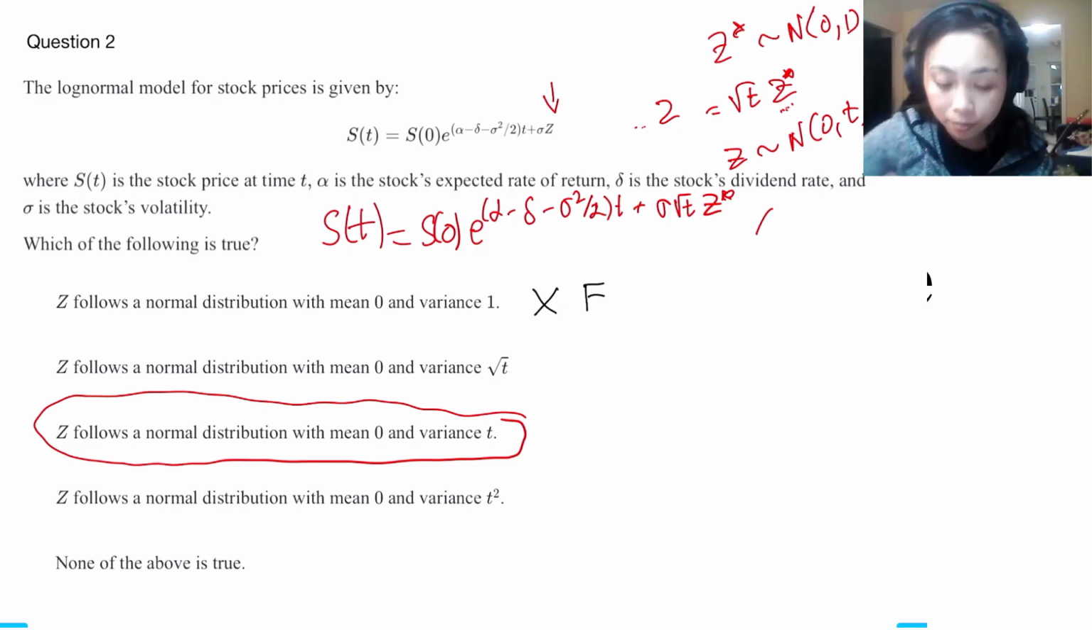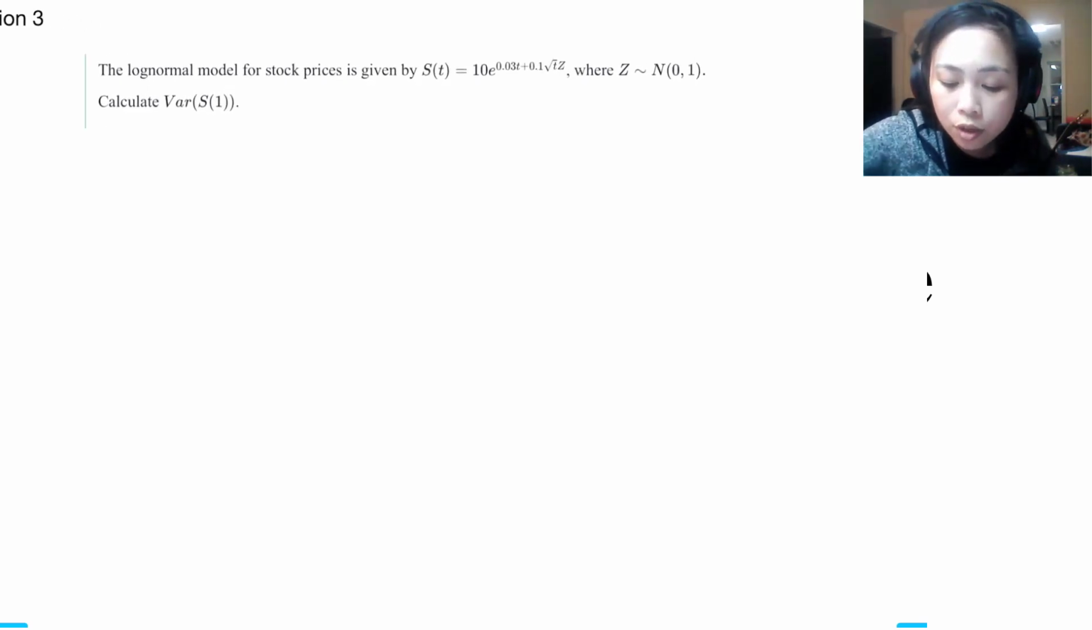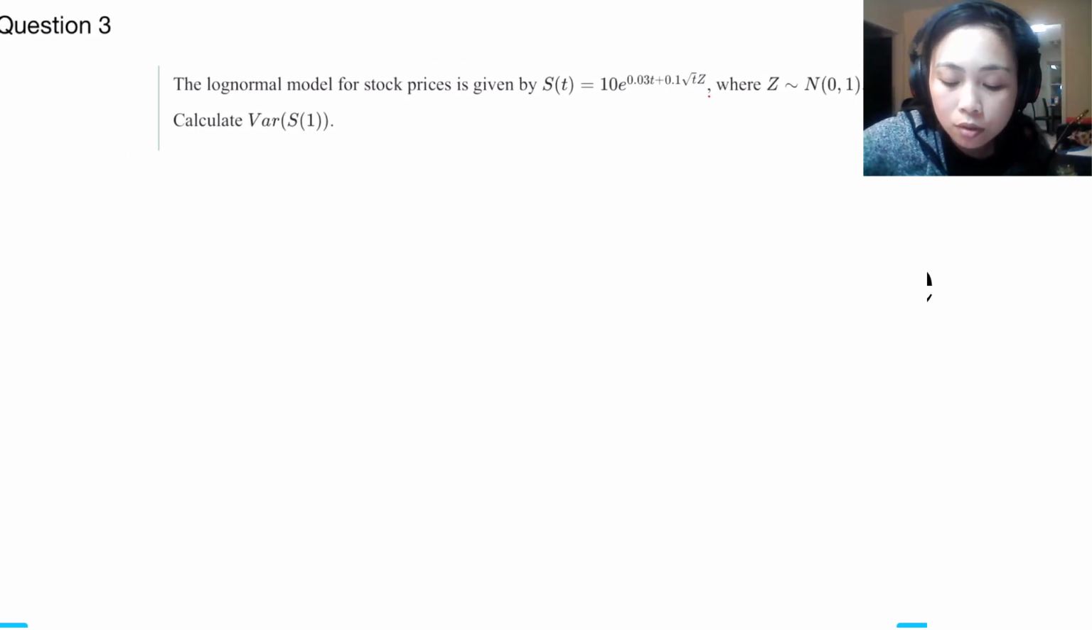Alright, now it's bigger, right? The log normal for stock prices is given by S of t is equal to 10 e to the 0.03 t plus 0.1 square root of t z, where Z follows standard normal distribution. Calculate the variance of S sub 1. Alright, so this question is a little bit tricky, isn't it?